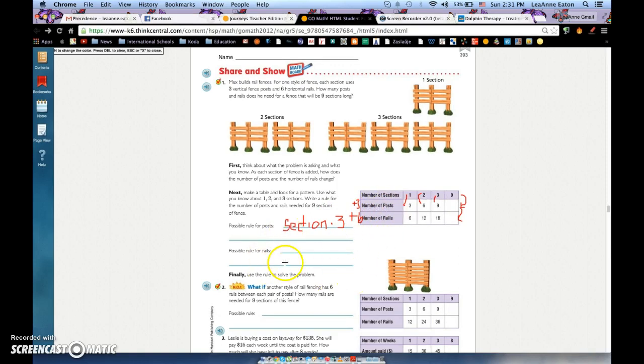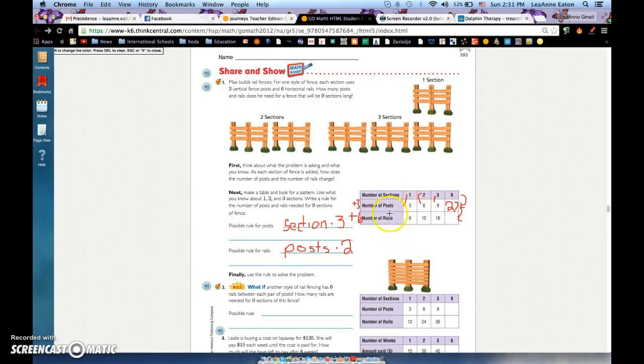And the rule for the rails, how do we get from posts to rails? How are we getting from 3 to 6, from 6 to 12? So it's going to be posts times, Pecco, how do we get from posts to rails? Yes, posts times 2. So if we're keeping this in mind, section times 3 will tell us how many posts we have. So 9 times 3 is 27, yes.